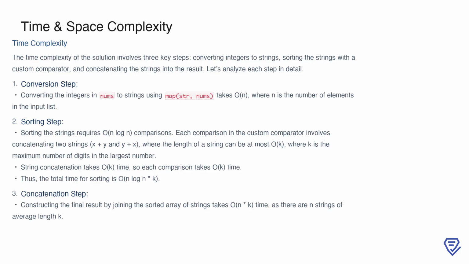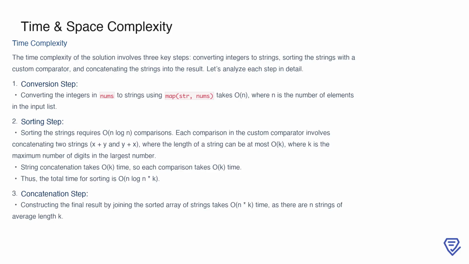Next, we have the sorting step. Sorting the strings requires O(n log n) comparisons, as expected in a typical sorting algorithm. However, each comparison is more expensive here due to the custom comparator, which involves concatenating two strings like x plus y and y plus x. Since the length of a string can be at most O(k), where k is the number of digits in the largest number, each comparison takes O(k) time. This makes the total sorting time complexity O(n log n * k).